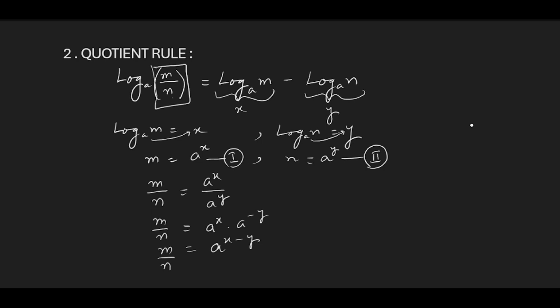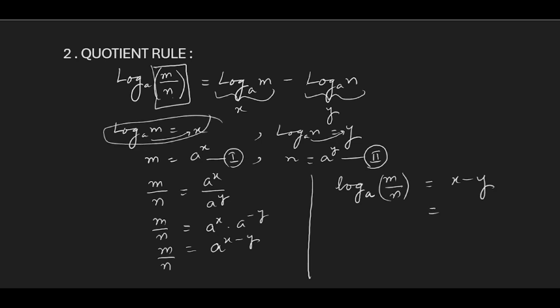This is the exponential form. I am going to write it in logarithmic form, so that would be log base a of m upon n, your argument, equal to your exponent. And what was that? x minus y. You supposed x is equal to this and y is equal to this, so replace the values. That is log base a of m minus log base a of n, and that is log base a of m upon n.